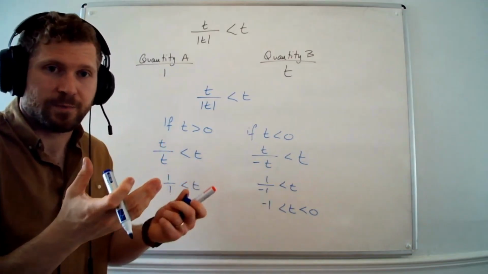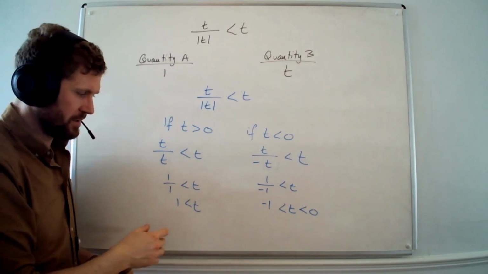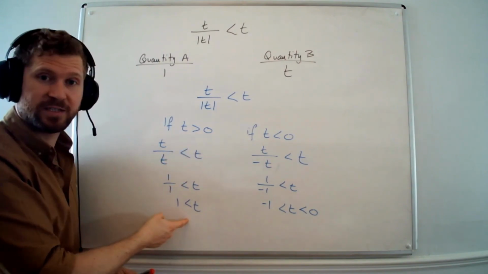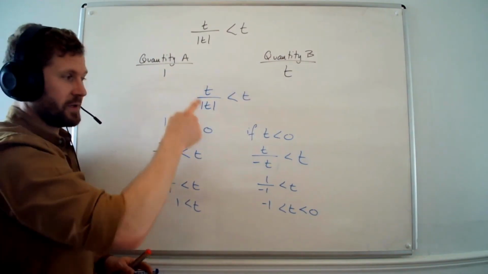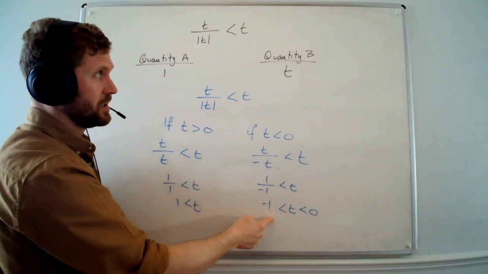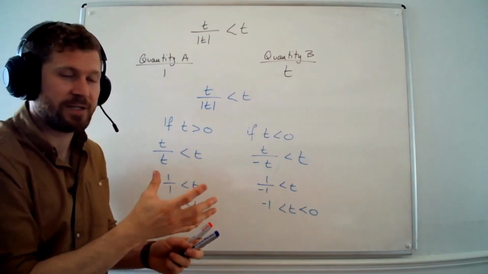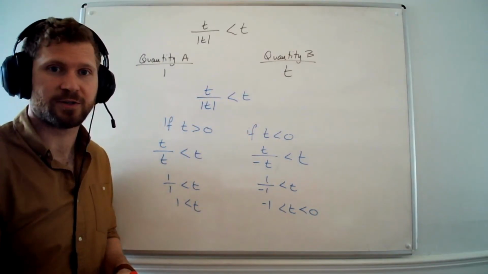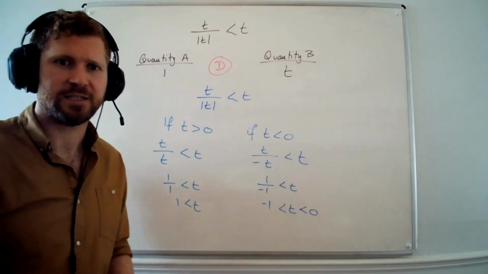Now the point with this question is, I don't know which path I'm going to take. If t is greater than 0, then t is greater than 1, and so quantity B would be bigger than quantity A. But if t is less than 0, then t would be between negative 1 and 0, and quantity A would be bigger than quantity B. I don't have any information here that tells me which of these two paths I'm going to go down, so I can't tell which is bigger, so the answer here is going to be D.